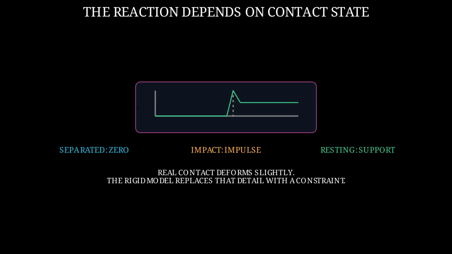The reaction is zero while a positive gap separates the bodies. Impact produces a short, large impulse. Continued contact can then produce a sustained reaction that prevents renewed penetration. In a real solid, small deformation spreads the exchange across a short time. The rigid model does not simulate that deformation. It replaces those hidden shape changes with an impulse and a non-penetration constraint.